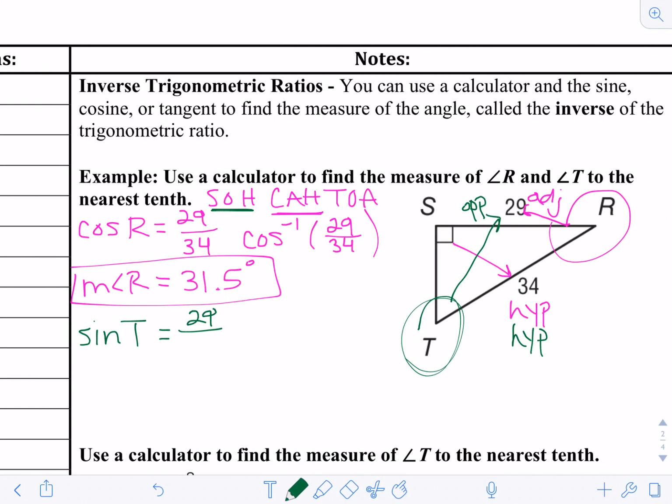Hypotenuse is 34. You may be thinking we're going to get the same answer. Well, we're not, because we're not using cosine, we're going to use sine. So you have sine -1, your inverse sine of 29 over 34. In your calculator, you hit second sine, parentheses, 29 divided by 34, close your parentheses, hit enter, and you'll get the measure of angle T is equal to 58.5 degrees.